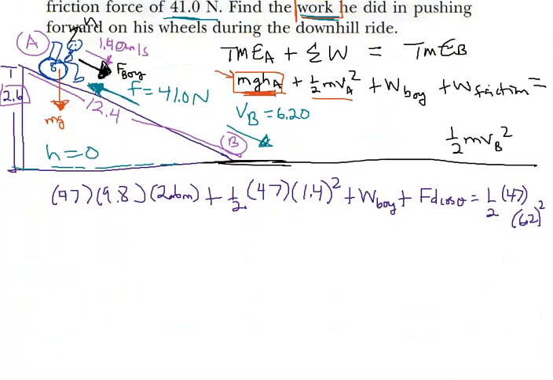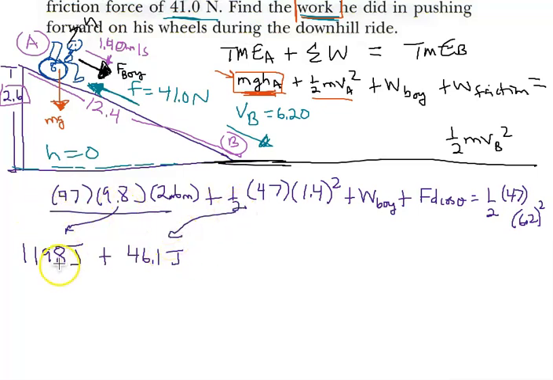So he had 1198 joules of kinetic energy. He had 46.1 joules of, did I say, this is potential, that's kinetic, plus the work done by him, that's what we're looking for, plus 41 newtons of total resistive forces times the 12.4.